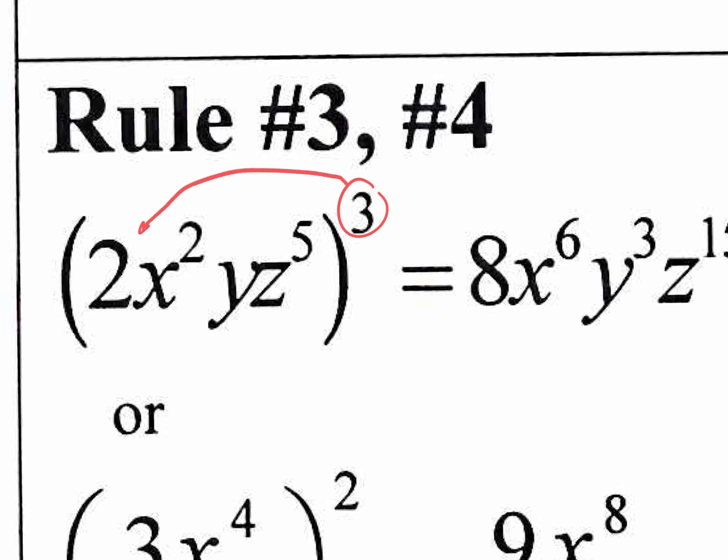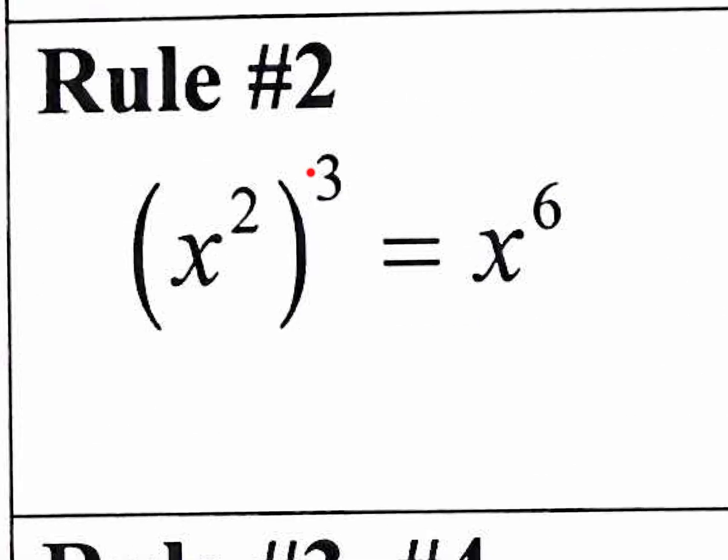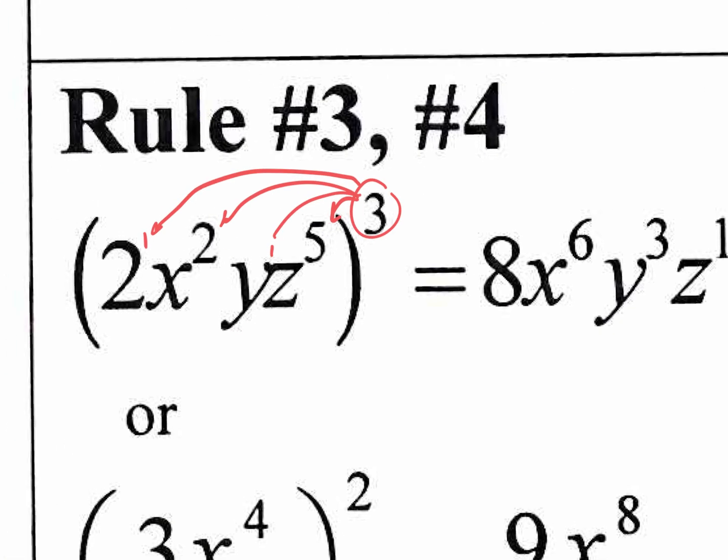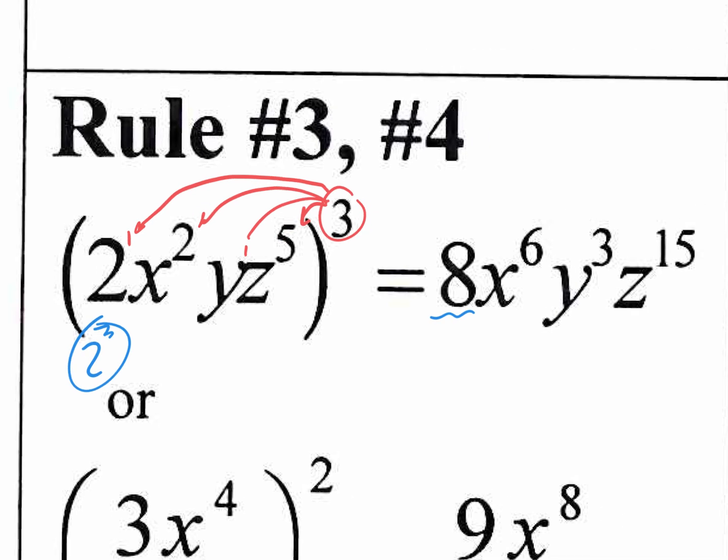So you distribute it to the 2, which has an exponent of 1, distribute it to the power of 2 on the x, to the power of 1 on the y, to the power of 5 on the z. And of course, remember what we just said about rule 2, that a power to a power you multiply. So right here, we are doing exactly that. 3 times 1 is 3, so you'd have 2 to the third. And if you think about what 2 to the third is, that's really 8. And then 3 times 2 is 6. That's how we get x to the 6th. 3 times 1 is 3. And 3 times 5 is 15. That's how we get 15 over here. Okay, so that was rule 3.